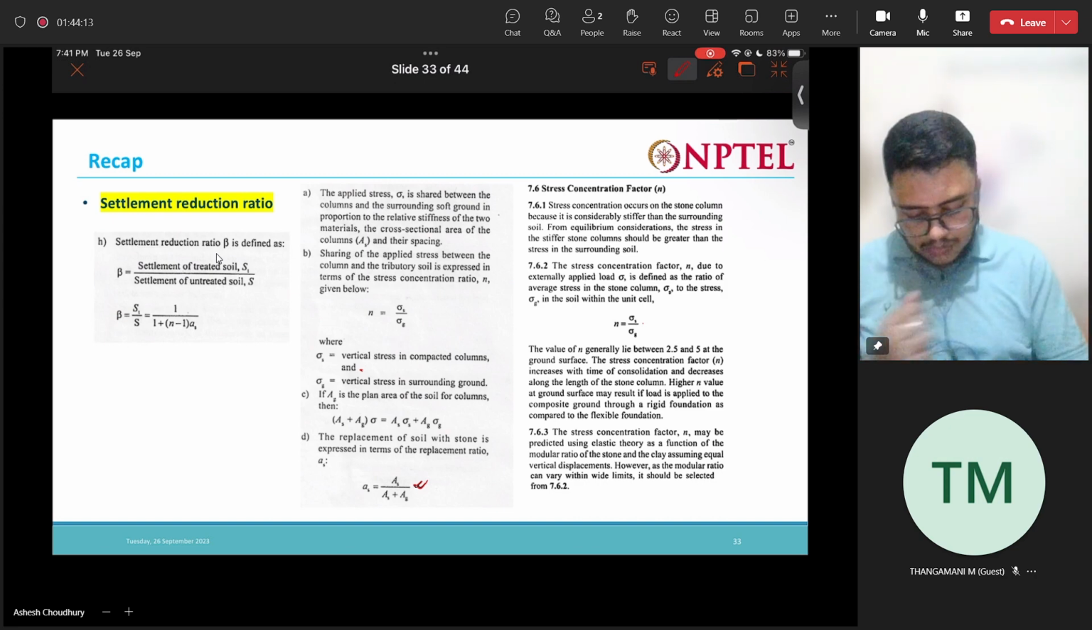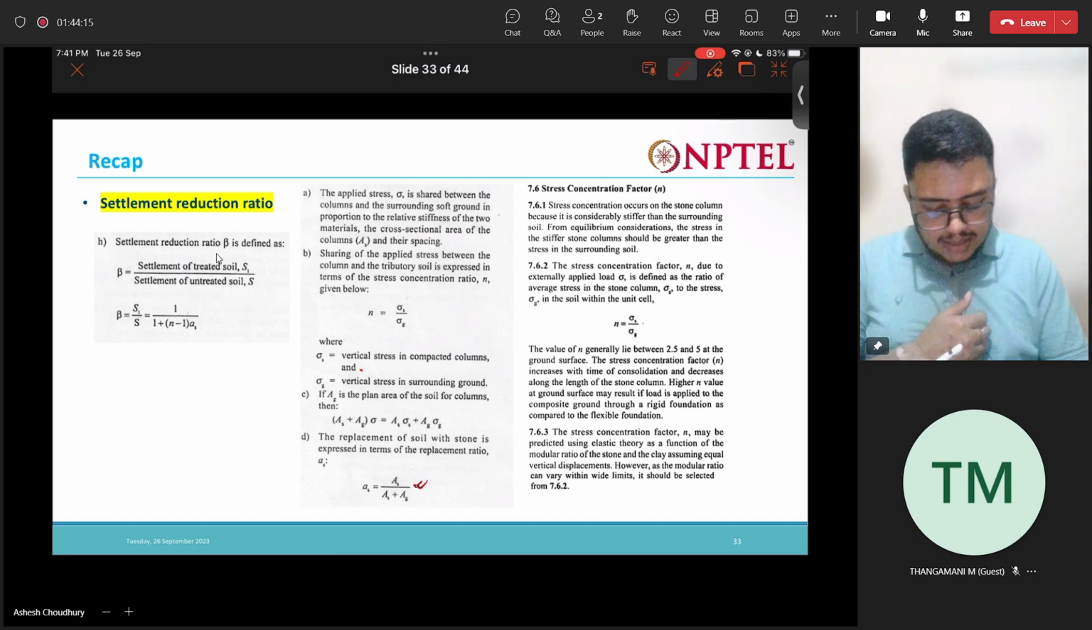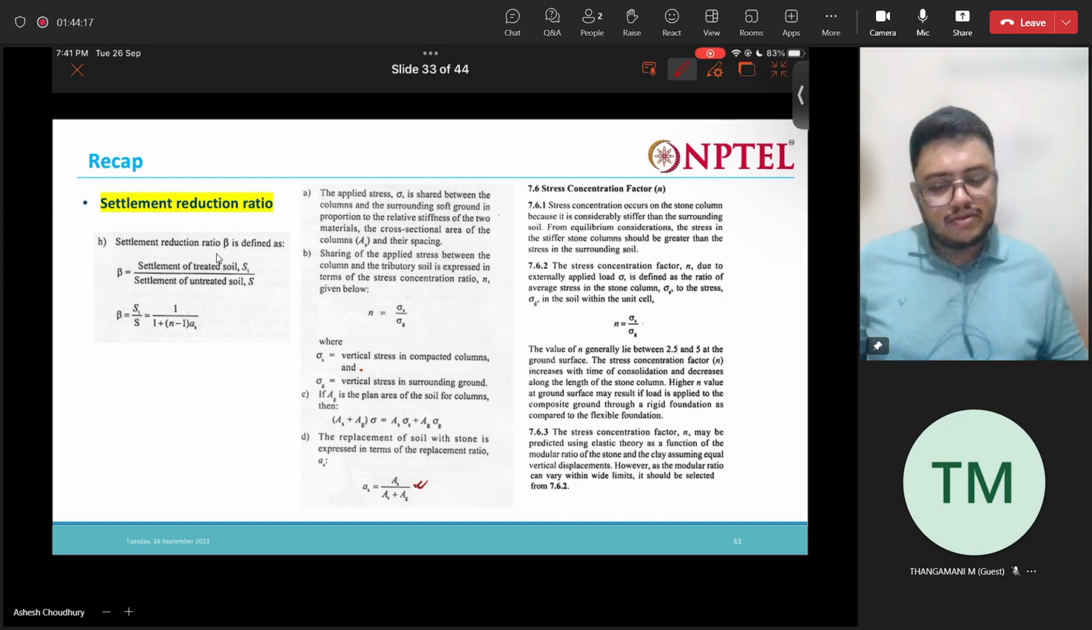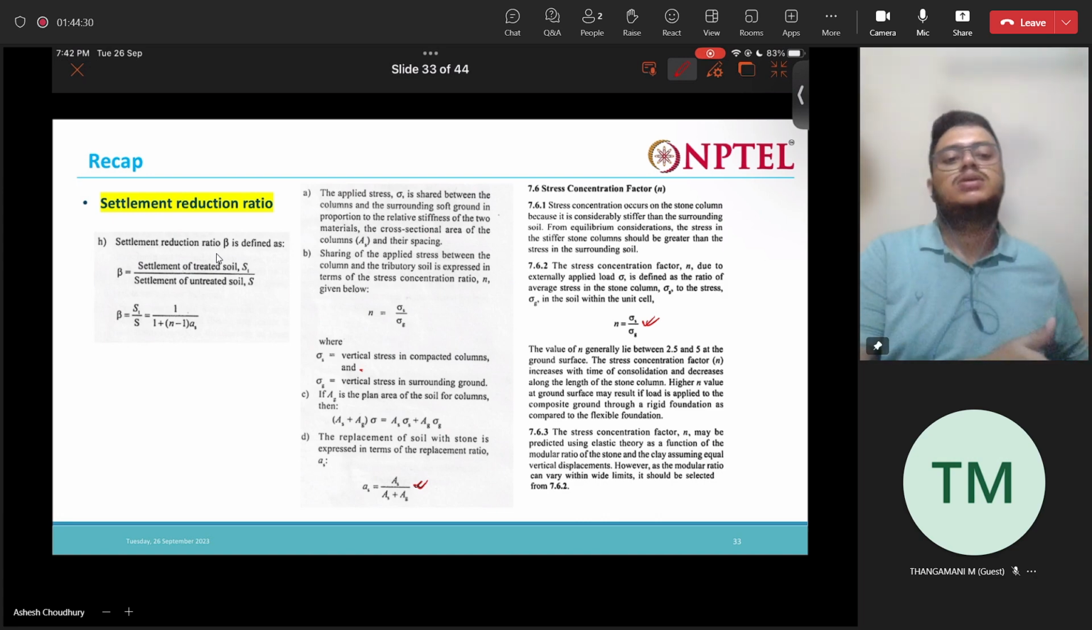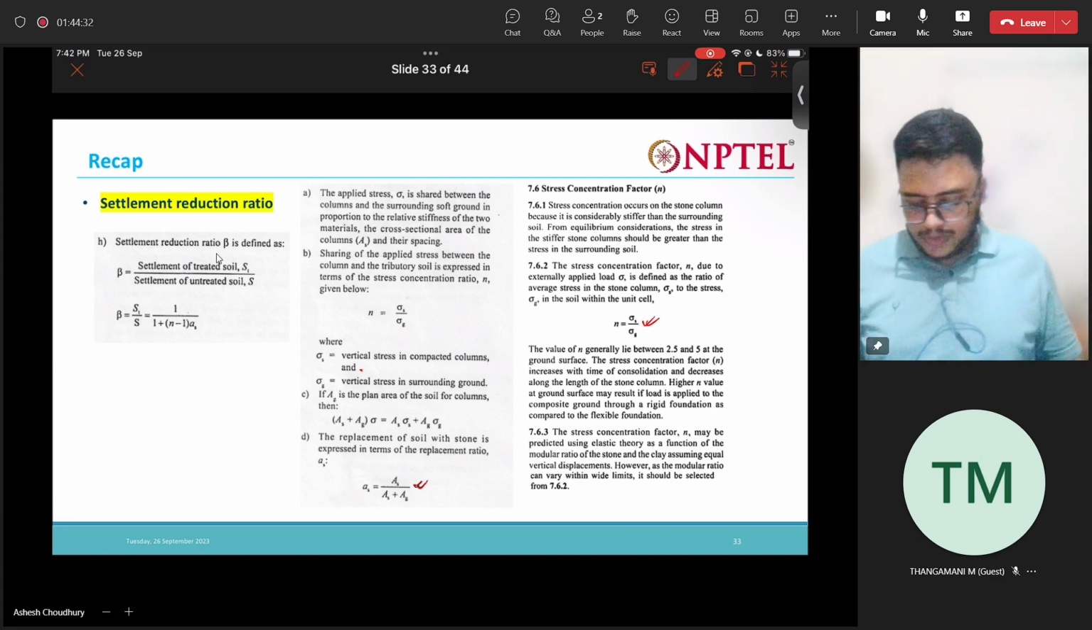All right, so generally this modular ratio can vary with certain factors. So generally the stress concentration factor N is taken between 2.5 to 5, depending on how stiff this stone column is with respect to the surrounding soil.